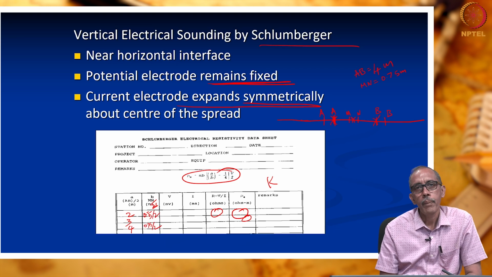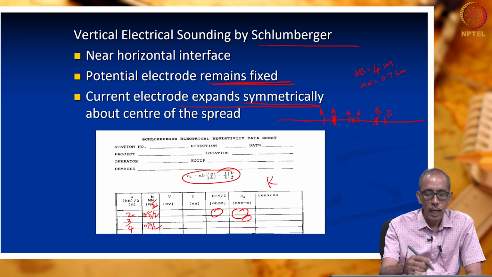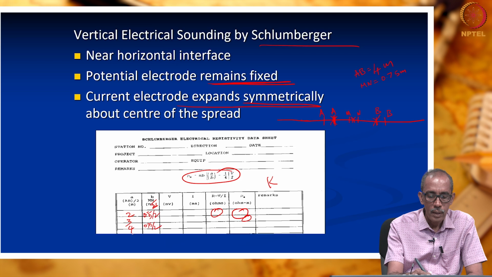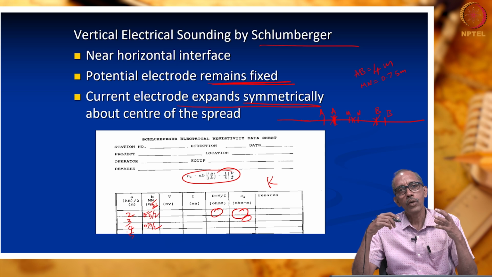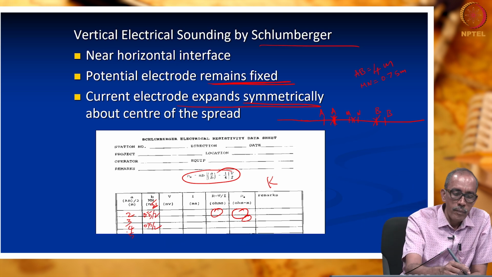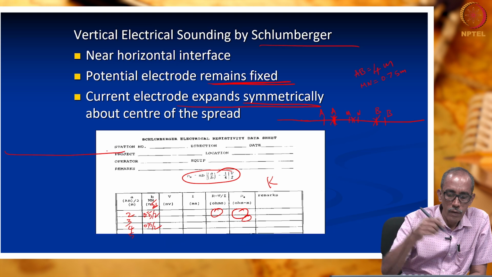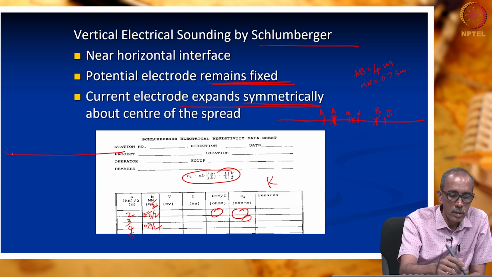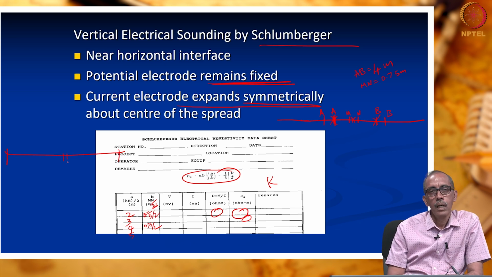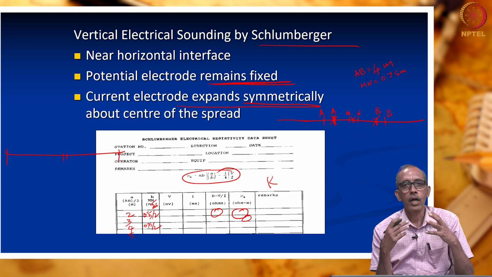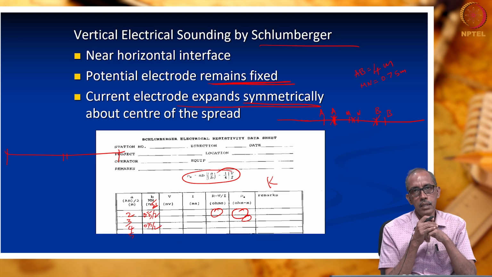But what may happen during the survey is, after you increase the distance between A and B to some greater distance, the equipment won't be able to pick the potential. Why? Because current electrodes are very far, but potential electrodes are very close to each other at the center. So, the equipment may not be able to pick the potential.